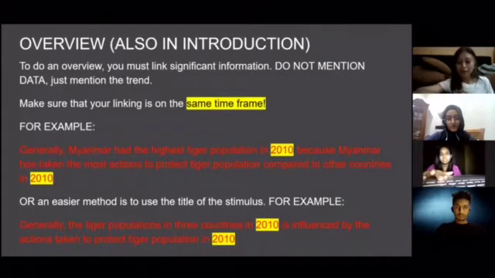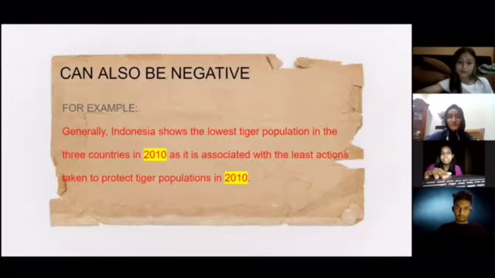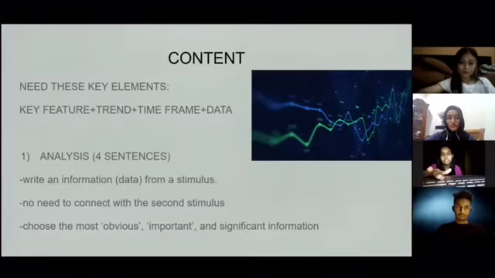Or, an easier method is to use the title of the stimulus. For example, generally the tiger population in 3 countries in 2010 is influenced by the actions taken to protect tiger population in 2010. It can also be negative. For example, generally, Indonesia shows the lowest tiger population in the 3 countries in 2010 as it is associated with the least action taken to protect tiger population in 2010. The key elements are key feature, trend, time frame, and data.